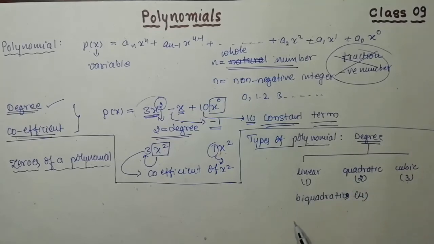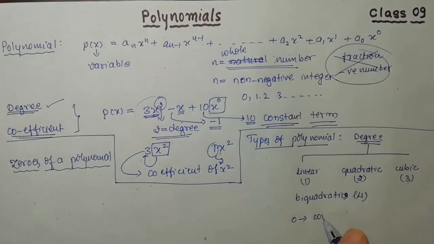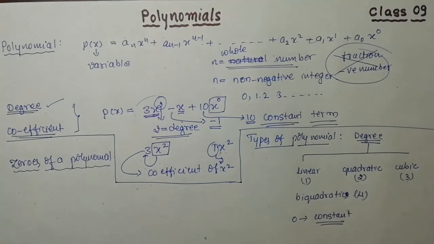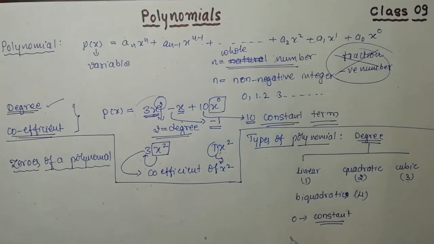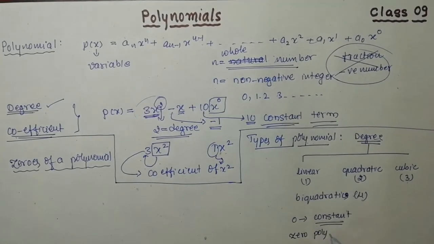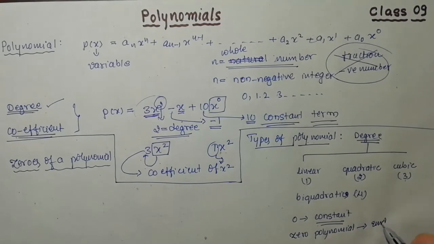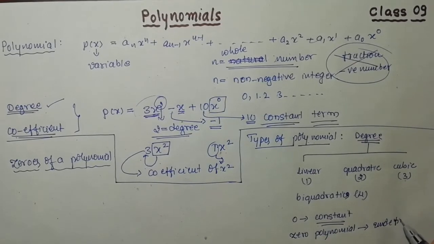If it is of degree 0, it is called a constant polynomial. Remember this one, it is also very important. And one more polynomial is there, the zero polynomial. This is also very important. What is the degree of the zero polynomial? It is undefined. I have clarified this one for you in the class itself.